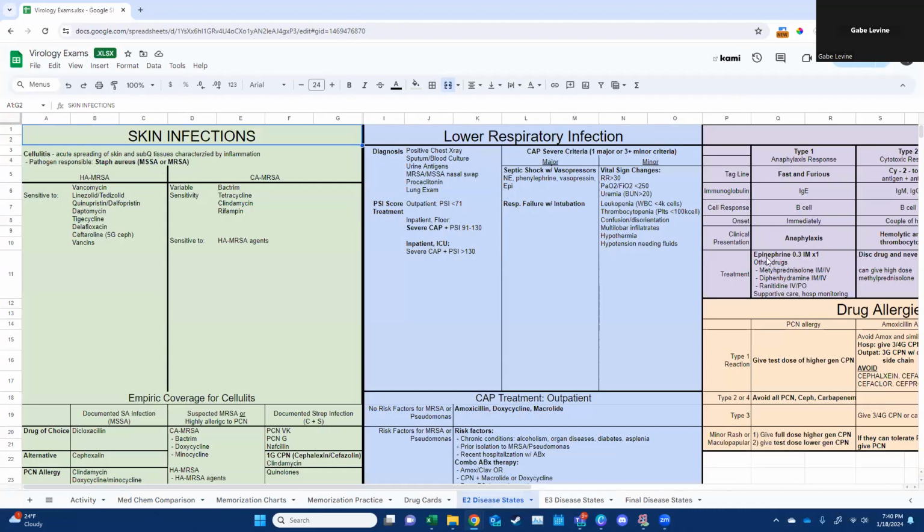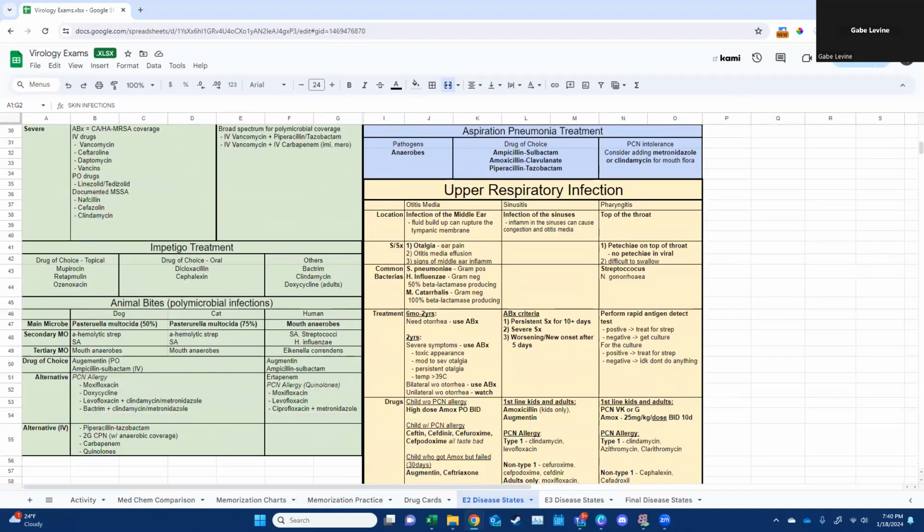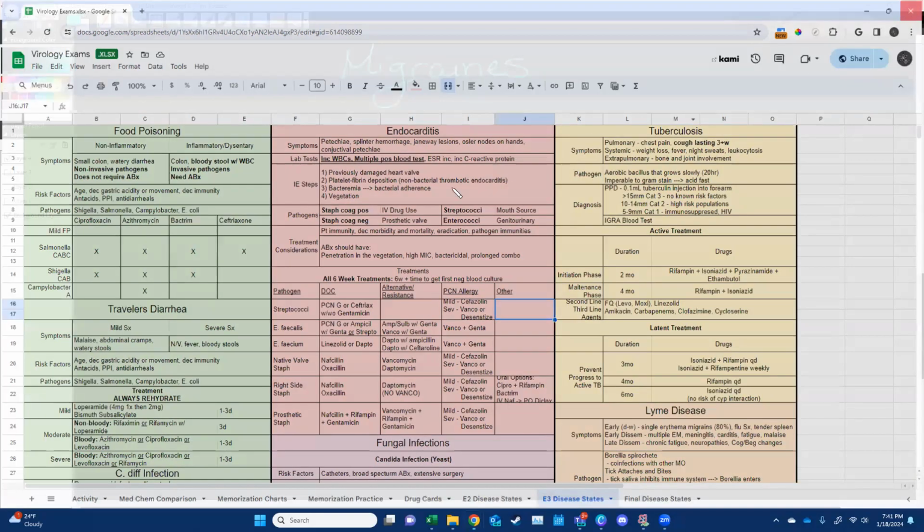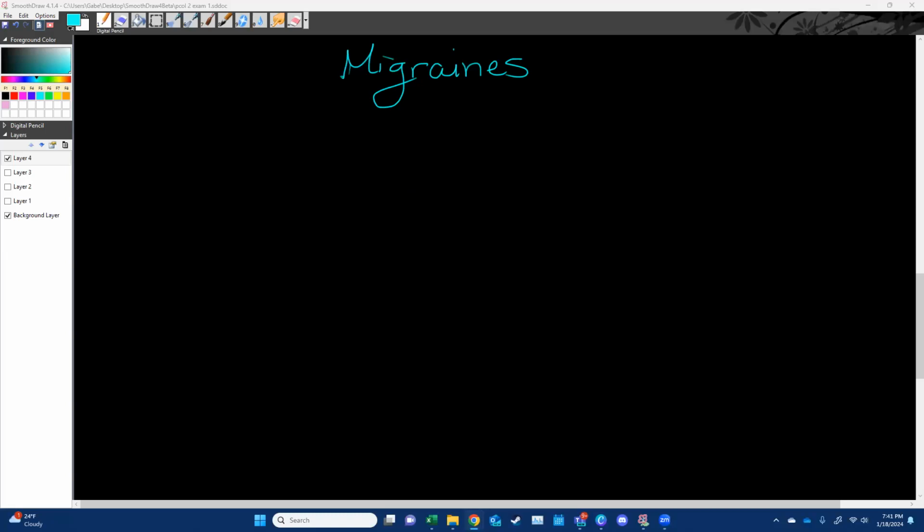And then eventually, once you get to exams 2, 3, and 4, all the different disease states and how to choose different drugs. So if someone has endocarditis and it's a streptococci, what's the drug of choice, the alternative, the penicillin allergy, and other sort of treatments, that sort of stuff. I still have to go through and double check everything, but it should be fairly accurate because I had to check my work a lot. So just definitely look at the Viro stuff that's available for you. All right, without further ado, we are going to start with migraines.